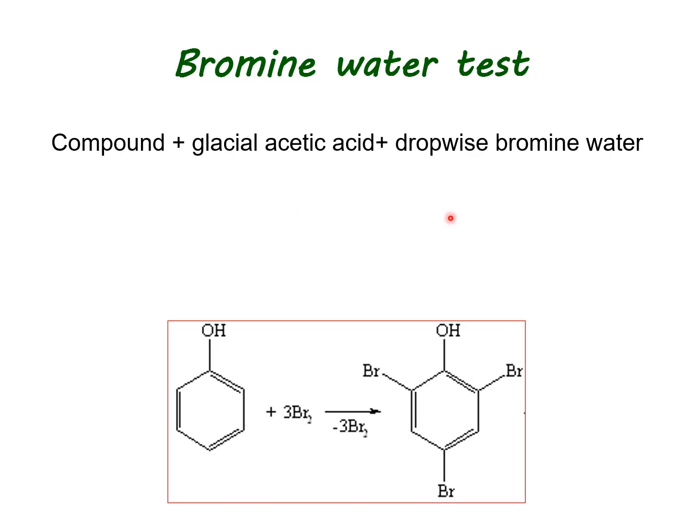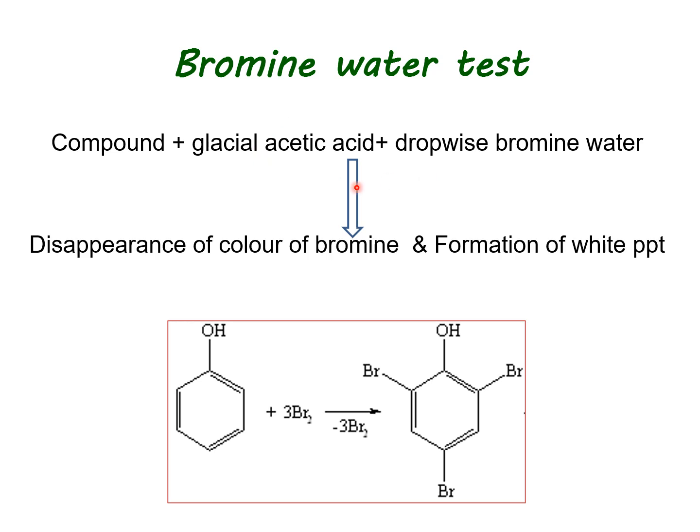Then we have the bromine water test, where phenol reacts with bromine water in presence of acid, and there occurs decolorization of the bromine and formation of a white precipitate because of tribromophenol. Here also, the phenol OH group being activating, it will direct all the bromine to the ortho and para positions.